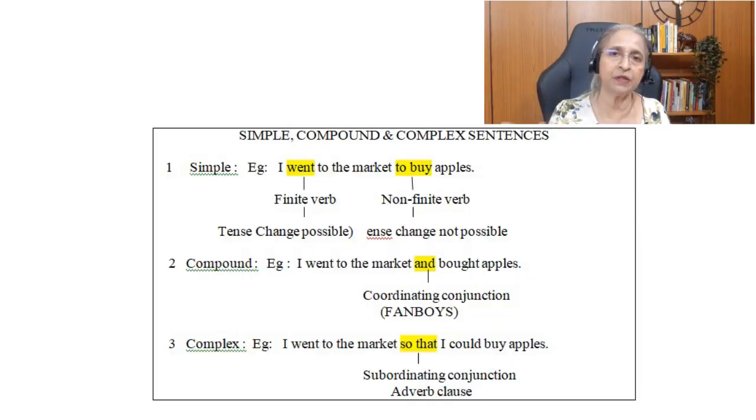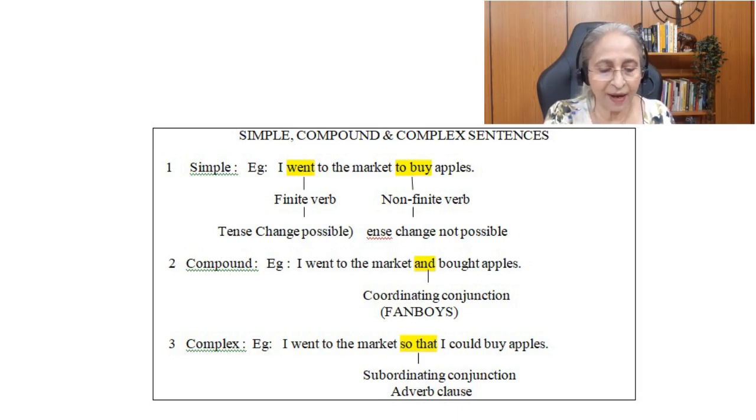While we are about it, I would like to go on to simple, compound, and complex sentences. All right? It's quite important for you to understand how these sentences are classified into simple, compound, and complex. So let's look at it a little bit in detail. Let me take up the simple sentence first. You have an example here. I went to the market to buy apples.